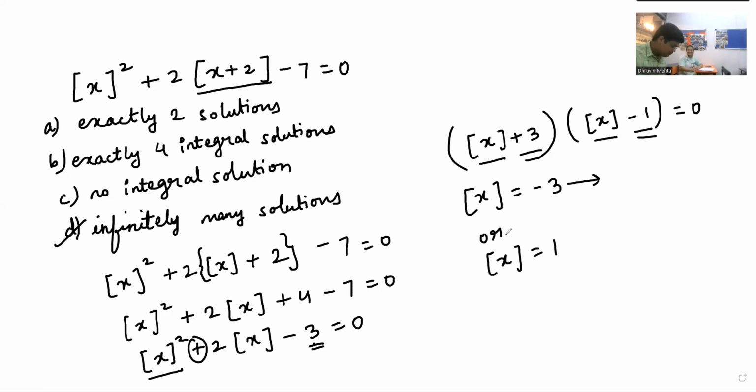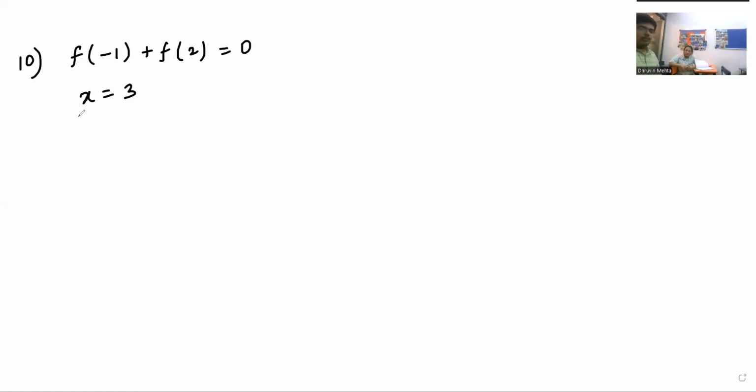तो मॉड मत लाओ ये अच्छा है. मॉड मत, नेक्स्ट है. चलो ठीक है, बस मॉड भी नहीं, ग्रेटेस्ट इंटीजर भी नहीं. Let f of x be a quadratic polynomial such that f of -1 plus f of 2 is equal to 0. If one of the roots is 3, मतलब x का एक वैल्यू गिवन है 3. f of x is a quadratic polynomial.